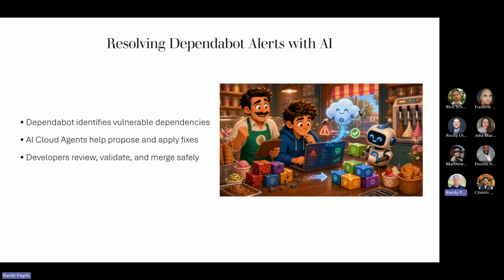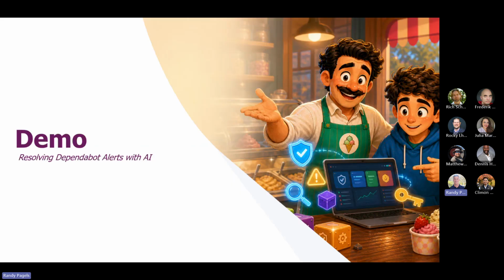So now Gino has a clear view of the vulnerable dependencies, and the next step is to find and fix them faster. So he wants to resolve these Dependabot alerts with AI. Dependabot will raise the alert, and the AI and cloud agents will help work through the remediation, update the packages, adjust code whenever and wherever needed, and then prepare changes for review. Keep in mind the important takeaway here is the developer still stays in control, but all the heavy lifting is done and gets a lot easier. So with that, I'd like Matt to show that off a little bit. Go ahead, Matt.